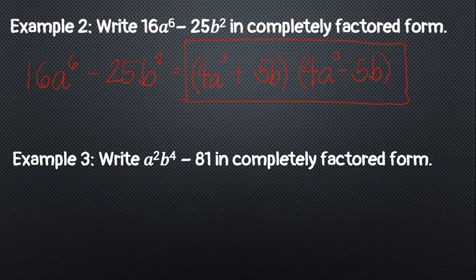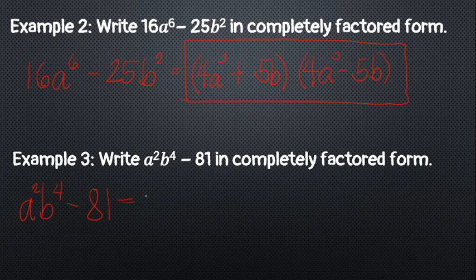Example number 3. Write a squared b to the fourth minus 81 in completely factored form. Again, check first if the given is a difference of two squares. So a squared b to the fourth power is a perfect square because the exponents are even numbers. 81 is a perfect square, and the sign between the two terms is minus. So we can factor a squared b to the fourth power minus 81 using difference of two squares.